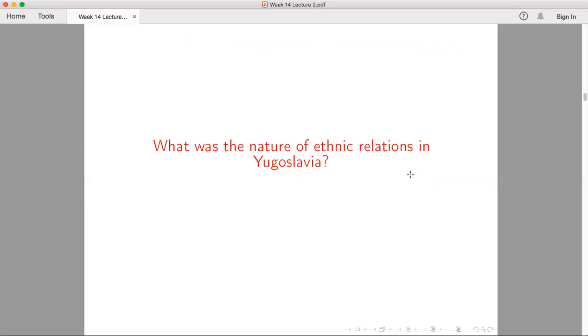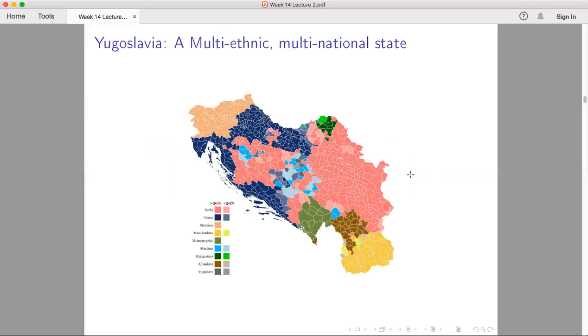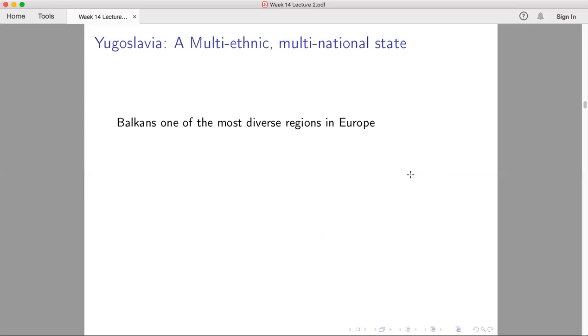So what was the nature of ethnic relations in Yugoslavia prior to violence? Well, another reason why this is a very interesting case to look at is that, perhaps more so than the case of Rwanda, Yugoslavia actually was a true multi-ethnic and multinational state. The Balkans, which is the region that comprises Yugoslavia, is actually one of the most diverse regions in Europe. It is characterized by a fair amount of religious diversity, particularly between Orthodox Christians, Catholics, and Muslims.